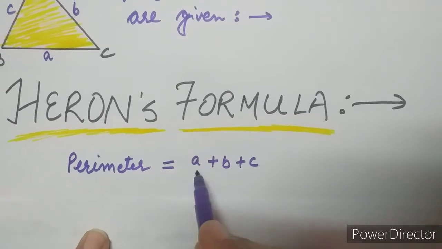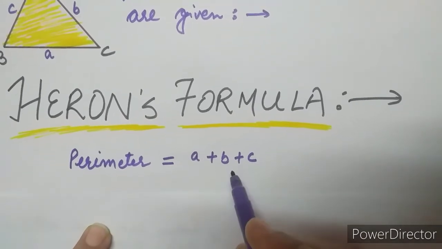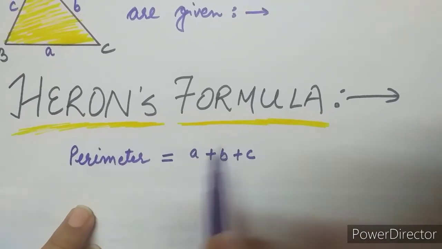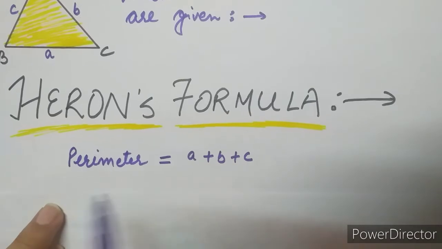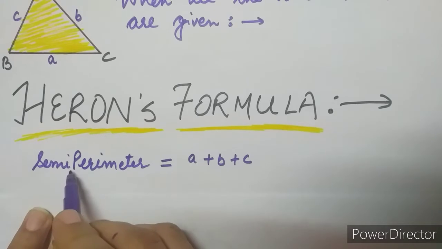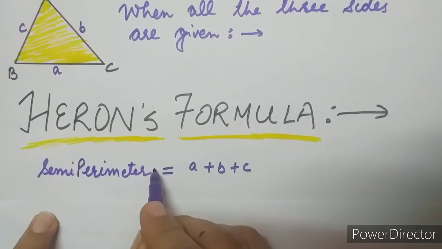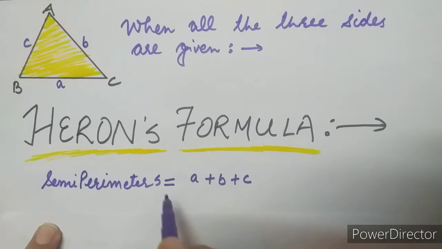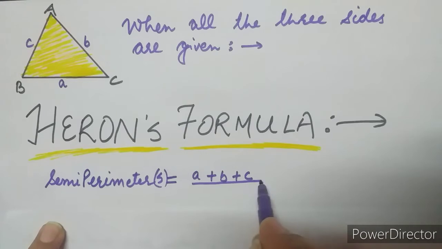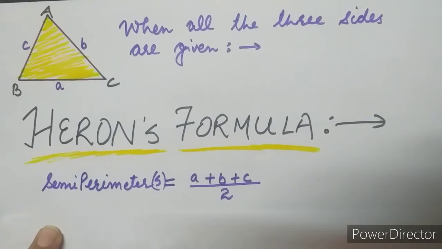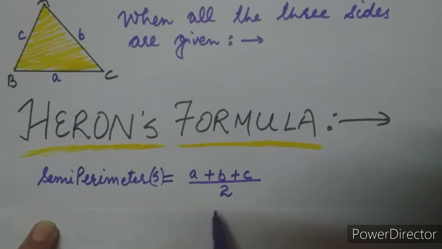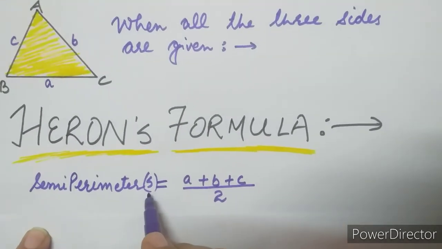This is the perimeter. Simply by adding the boundary lengths, I will get the total length of the boundary, right? But in Heron's formula, we don't use the perimeter; instead we use the semi-perimeter. How do we define semi-perimeter? It is denoted by the letter s, small s. And what is the formula? It is half of the perimeter. Semi-perimeter is half of the perimeter. So the formula is (a plus b plus c) upon 2, and the symbol used is small s.